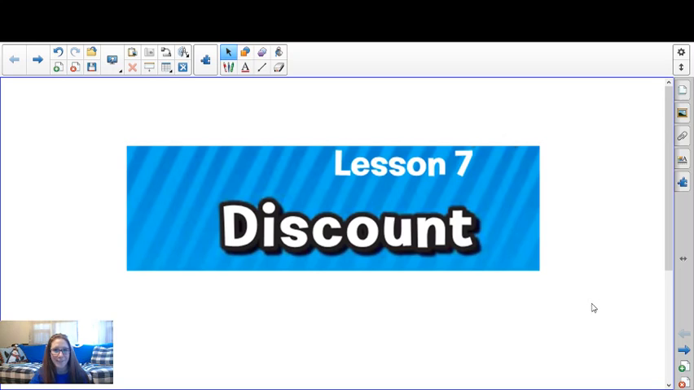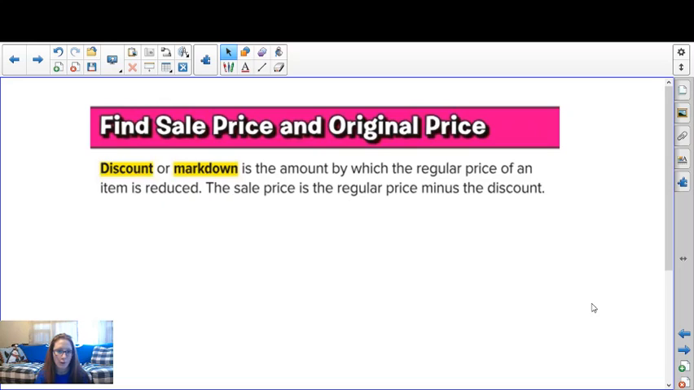All right, now we're going to talk about the thing everyone likes, discounts. Just in case we're not sure, a discount or markdown is the amount by which the regular price of an item is reduced. Sales price is the regular price minus the discount.